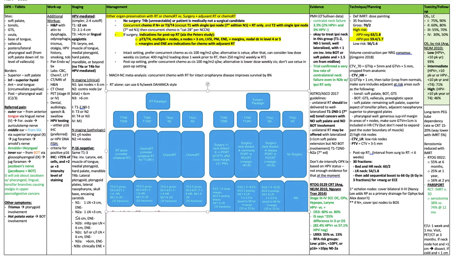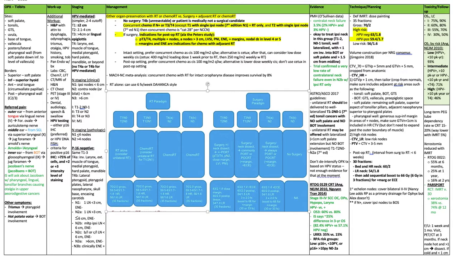You want a panendoscopy with biopsy, labs, CBC, CMP, LFTs, CT and MRI or CT/MRI of the head and neck, CT chest, PET for stage 3 or 4, dental, audiology, speech and swallow, HPV testing, either p16 immunohistochemistry preferred, or HPV DNA FISH. Criteria for positive p16 IHC is greater than 75% of the cells, and 2+ or 3+ intensity level of staining. Staging for HPV positive cancers is much simpler.